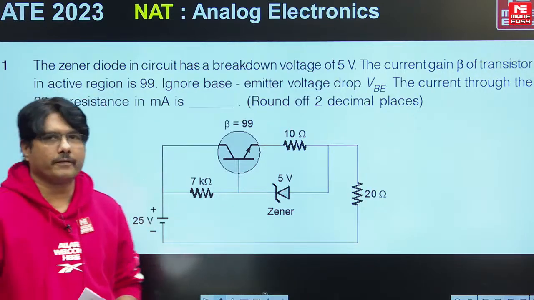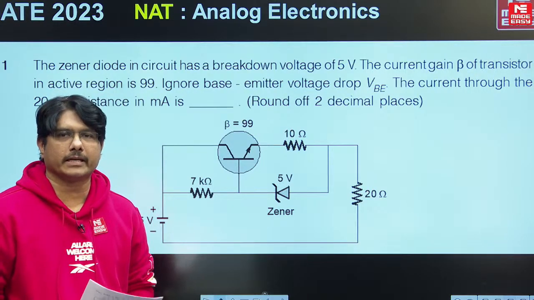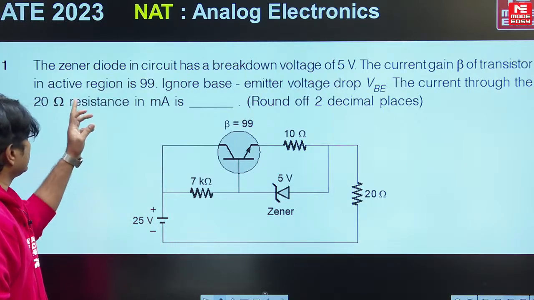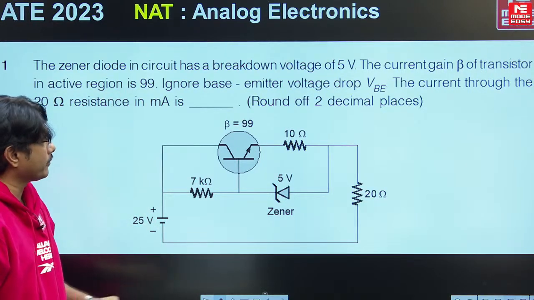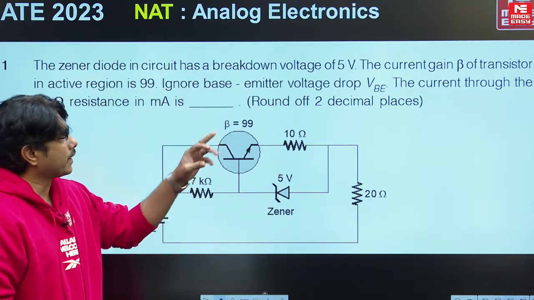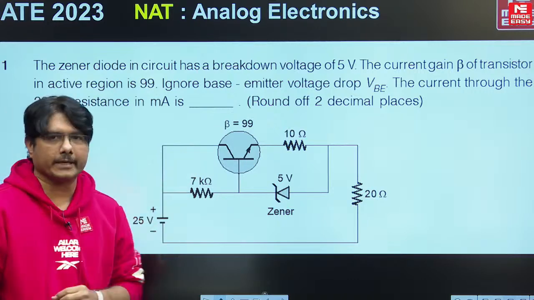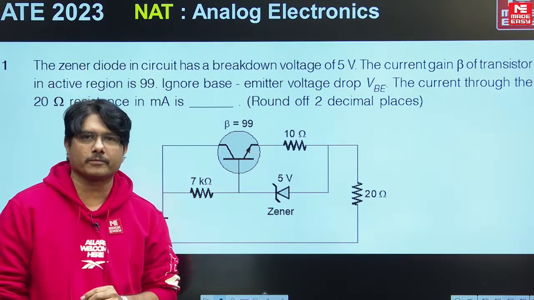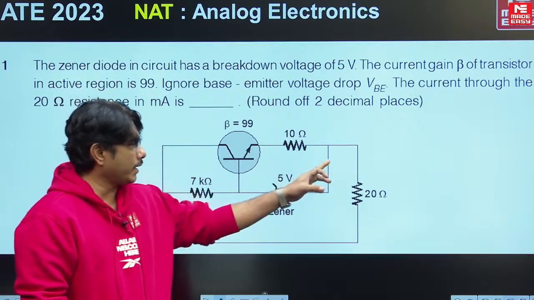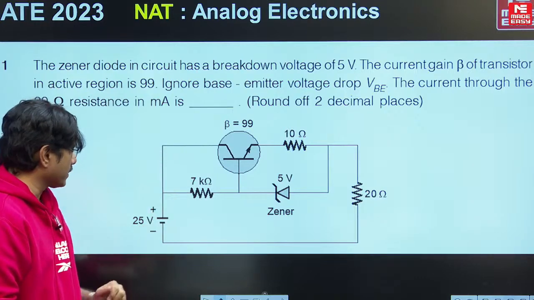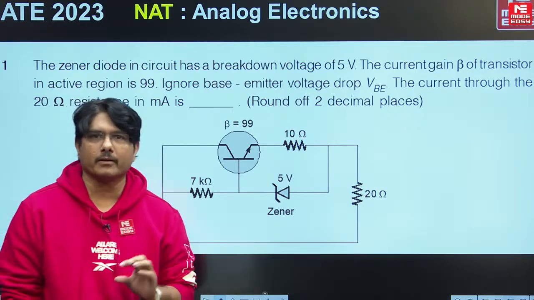If you see this first question, it looks like a series regulator question, a BJT series regulator question. In this, the Zener diode in the circuit has a breakdown voltage of 5 volts. The current gain beta of the transistor is 99, and there is an extra 10 ohm resistor. Please observe this point, and across the load he has given 20 ohms. There is a 7K resistor in series, 25 volts. How to do this problem?